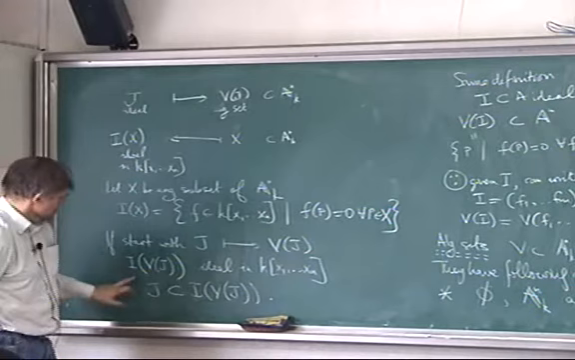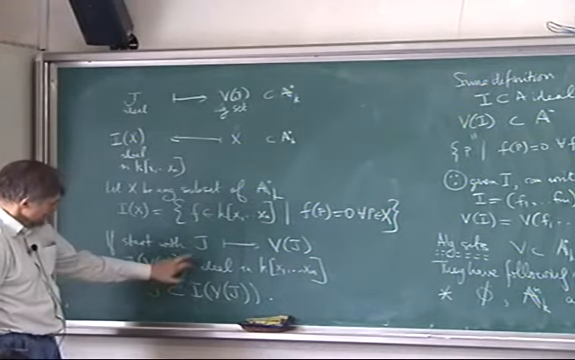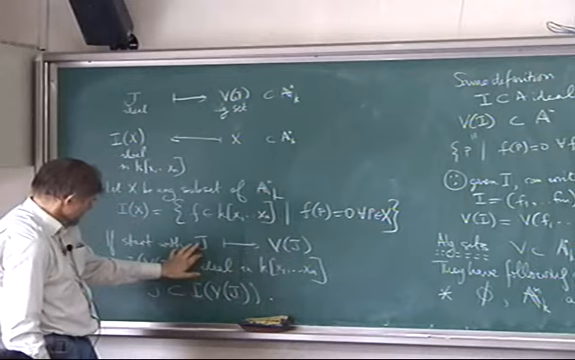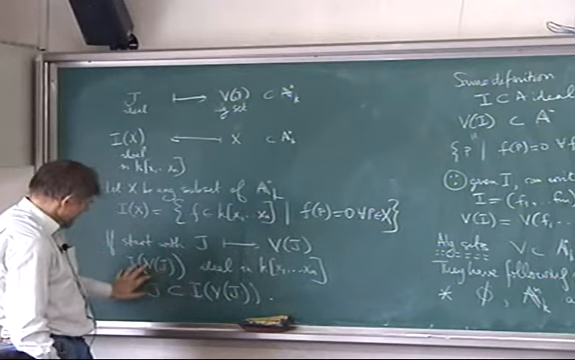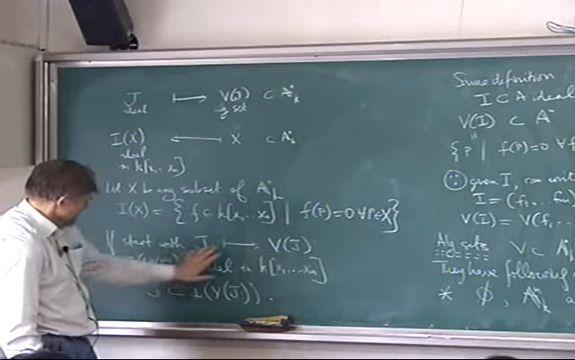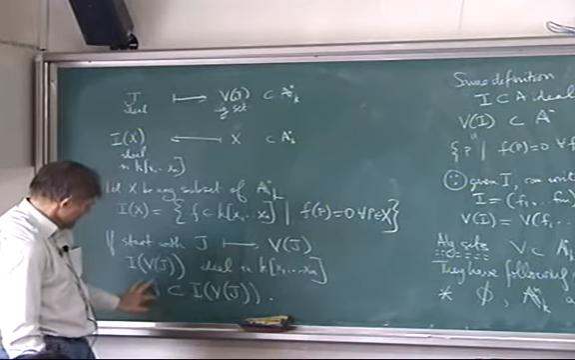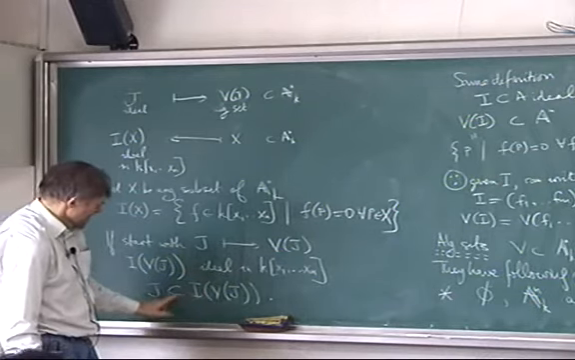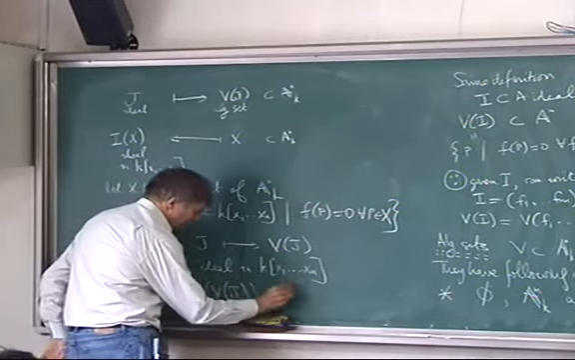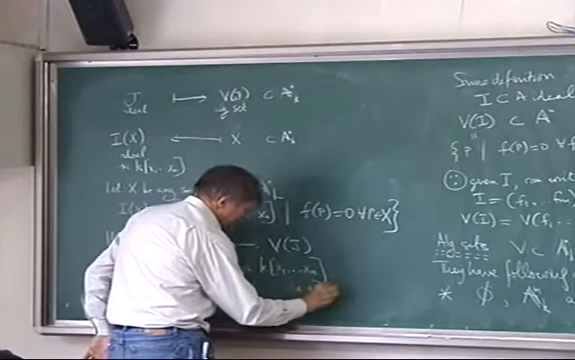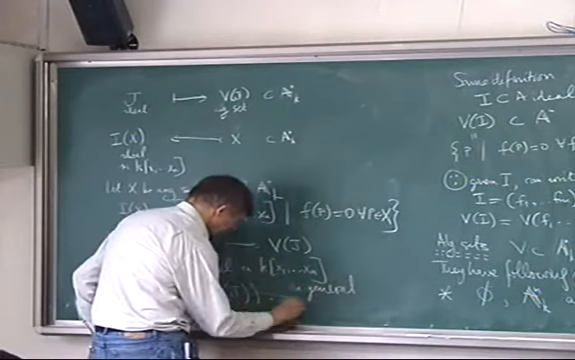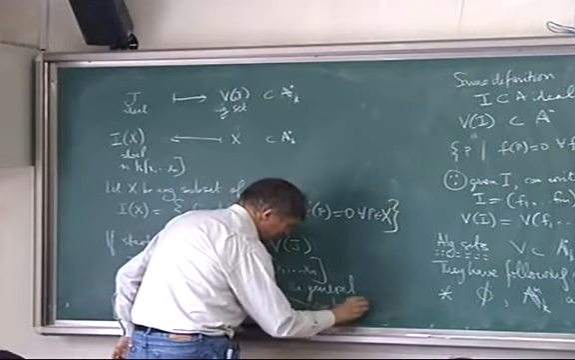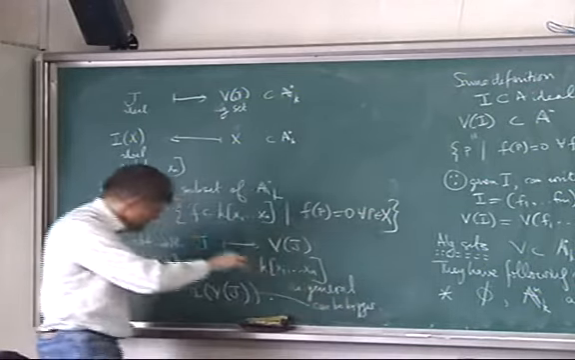Yes, because V of J is the set of places where J vanishes, and I is the set of polynomials that vanish on that set. So certainly the elements of J vanish there. Right? But in general, this one can be bigger. Okay?